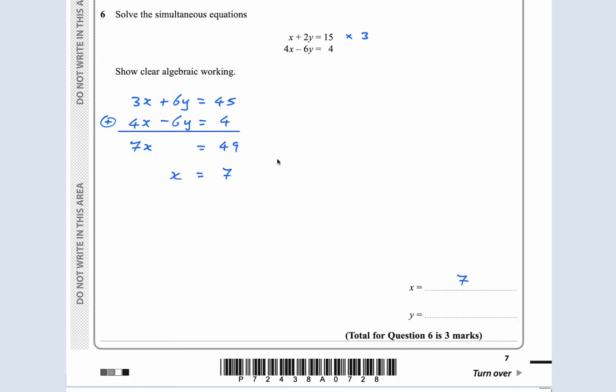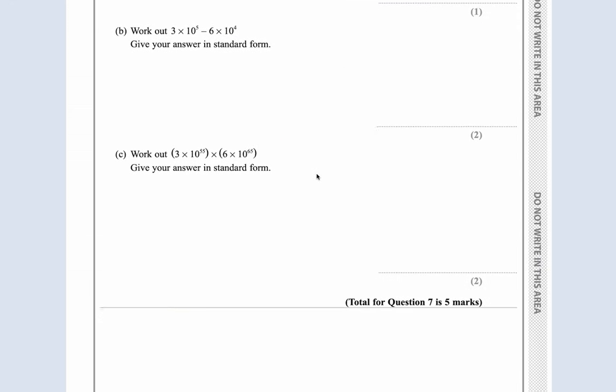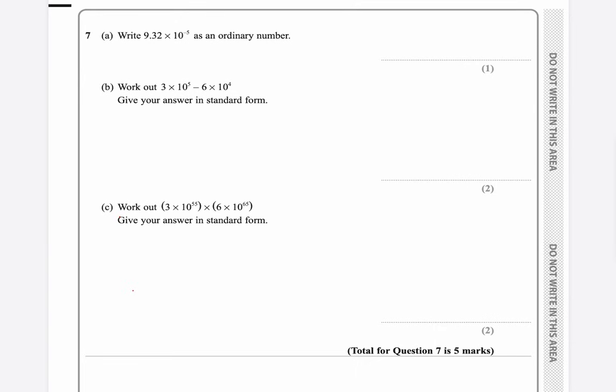And then sub into equation 1. x plus 2y equals 15. Instead of x, I'm going to put 7. So 7 plus 2y equals 15. 2y equals 8, 15 minus 7. And then y is equal to 8 divided by 2, which is 4. So x is 7 and y is 4. Okay, question 7.